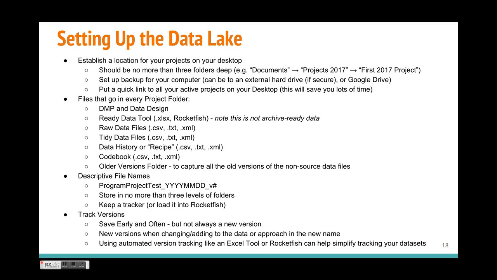So for example, I'm going to have a documents folder that has all of my projects in it for 2017, and then I'm going to have the name of the project. And at that point, any other information about my file should be in its name and its metadata.